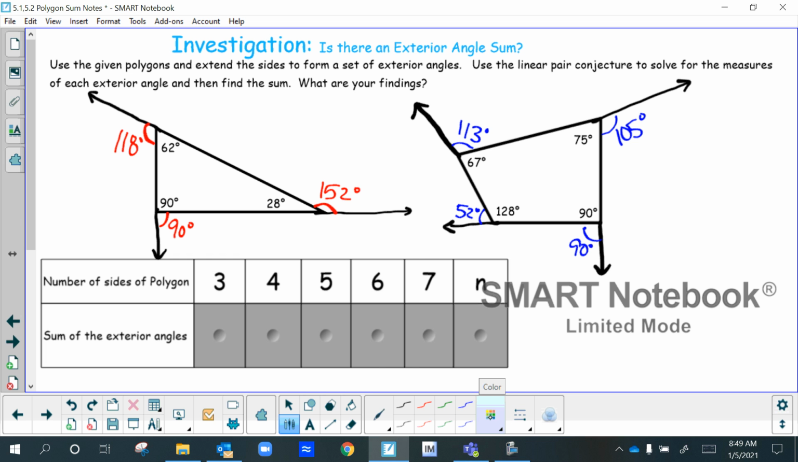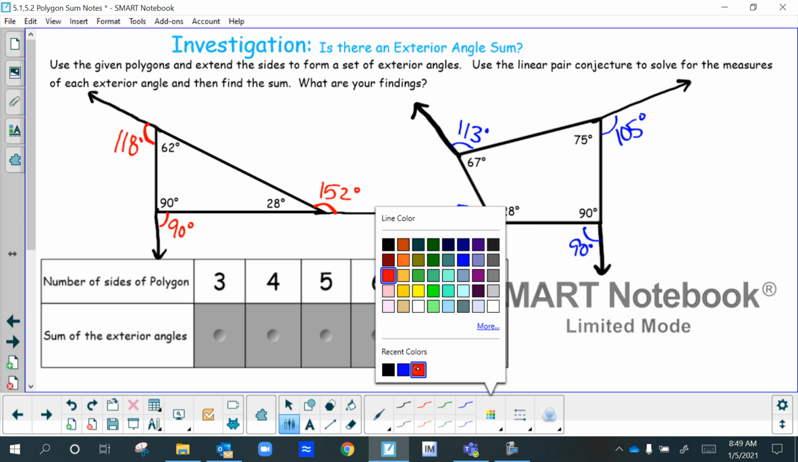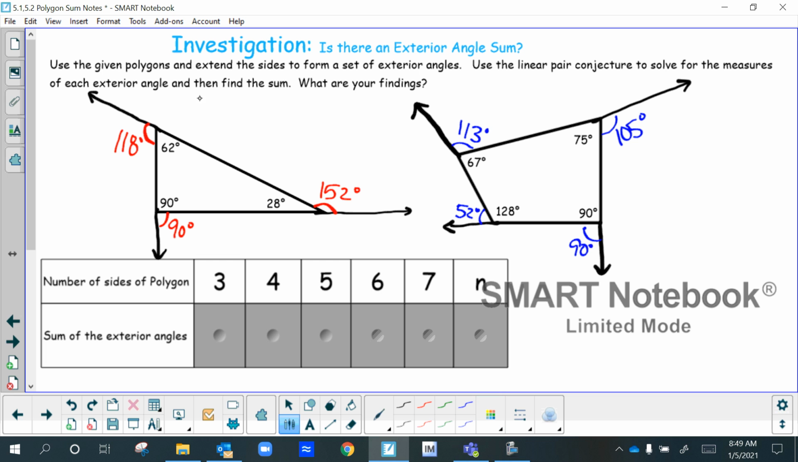Okay, so now that I have all the angles, let's figure out the angle sum. Over here, I want to add 118 plus 152 plus 90. And what does that equal? 118 plus 152 plus 90. That gives me 360 degrees.